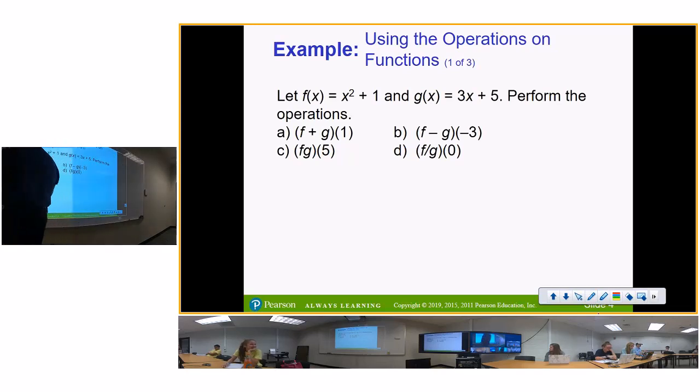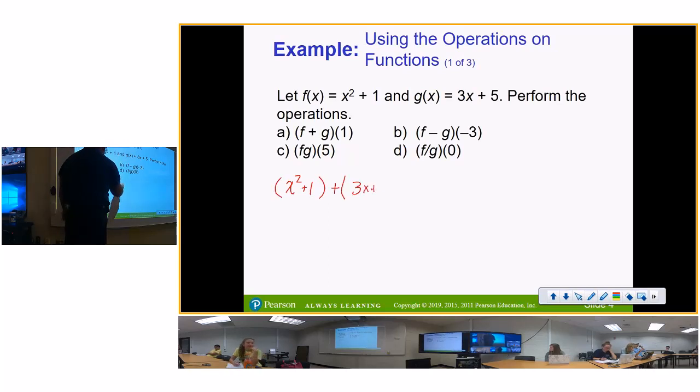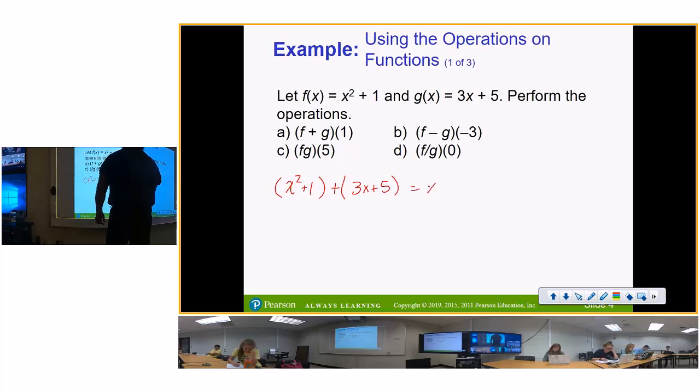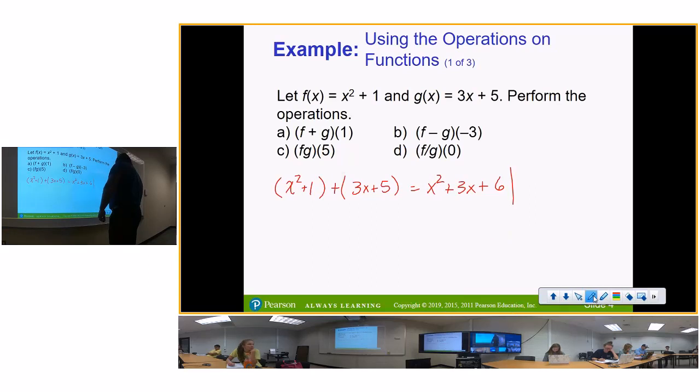All right, so let's try. x squared plus 1, and I'm going to add it to 3x plus 5. And that's going to give me x squared plus 3x plus what? 6. Evaluated at 1. Or what? x, what did it say? 1. Let me erase my arbitrary marks. Evaluated at 1. 1 plus 3 plus 6 is what?